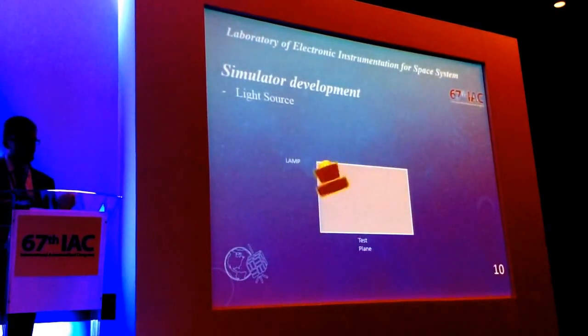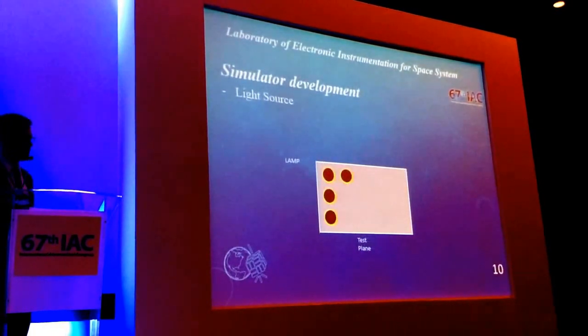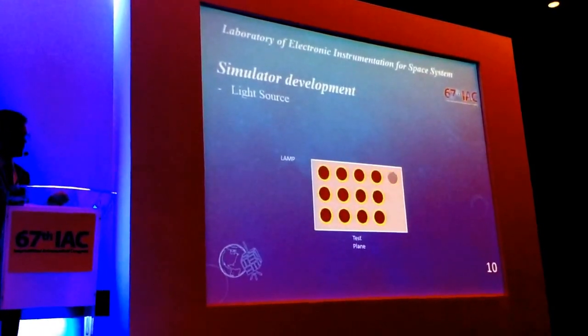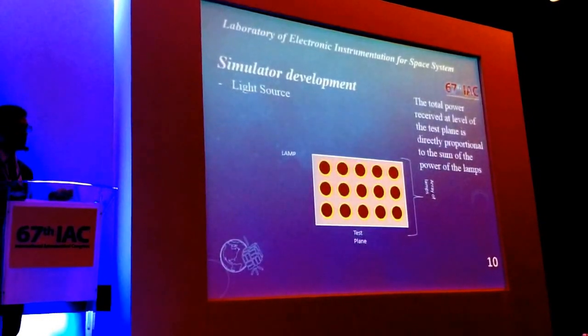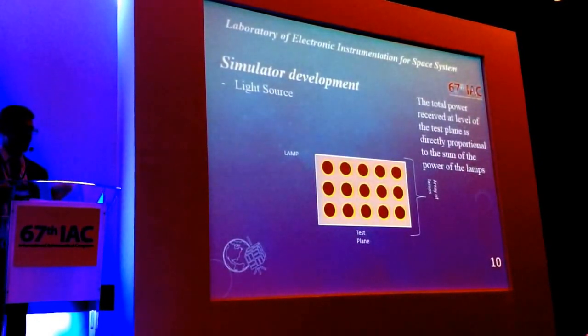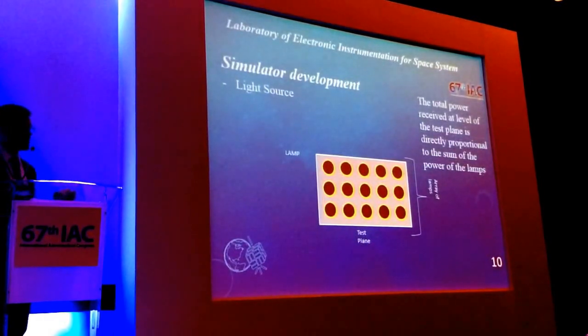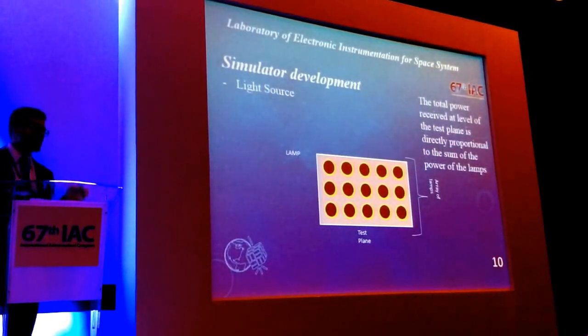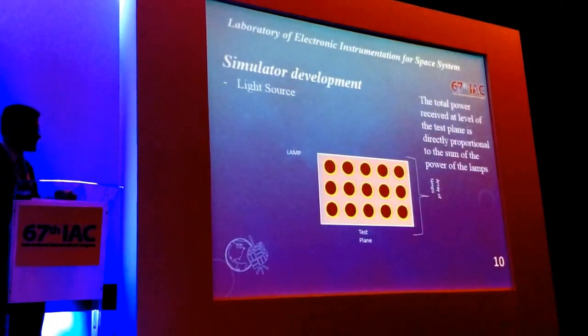And also the irradiance is important. For example, when we want more irradiance, it's equal to the number of lamps that we have in our array of the light source. If we have more power, this means also more irradiance.